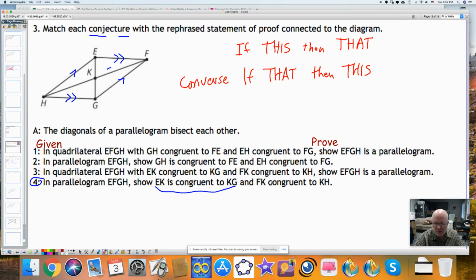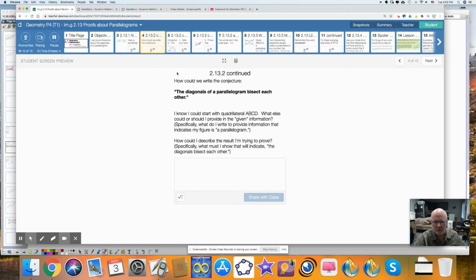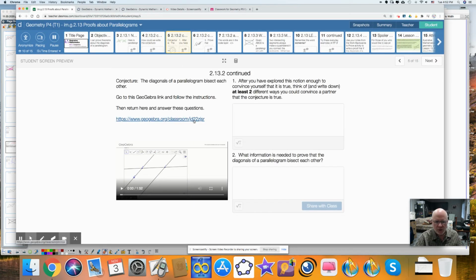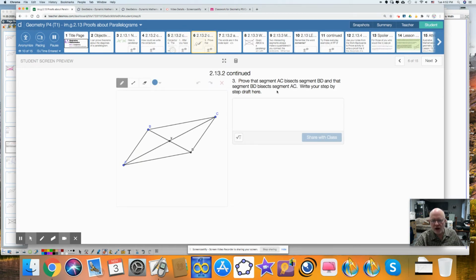But being specific like this draws it into something that we can actually prove. So we're going to make a conjecture. We think that it's true, and we're going to explore it with this GeoGebra activity. And after we explore it, we're going to find 2 different ways of solving it. And then we will talk about information that is needed, and then I'll go into this page and actually write a proof. I'm going to show you in this video what I did, and then we'll go on from there.